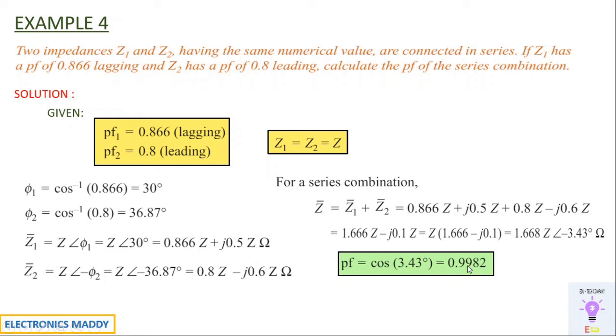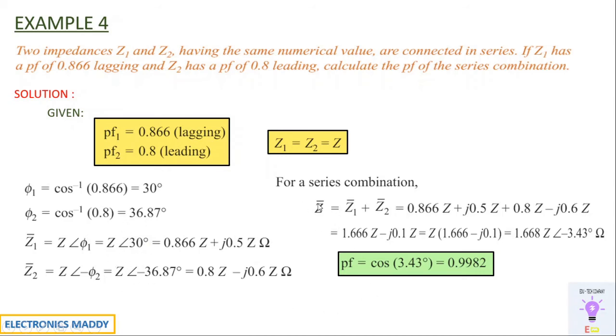One of the commonly made mistakes by students is that they will be finding Z1 in polar form, that is Z at an angle 30, Z2 at an angle minus 36.87. The difference between Z1 and Z2 will be assumed as the power factor. Most of the students make these types of mistakes as well, so be very careful.